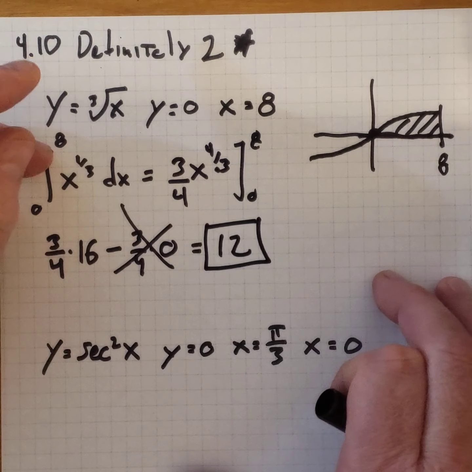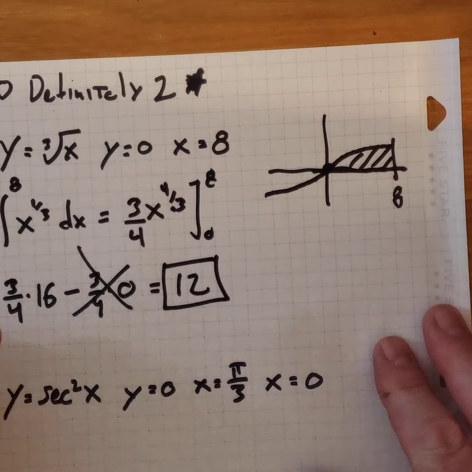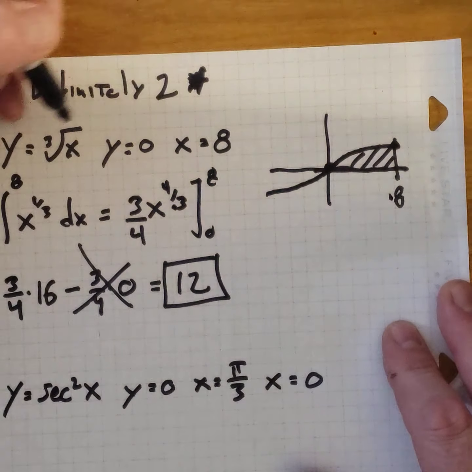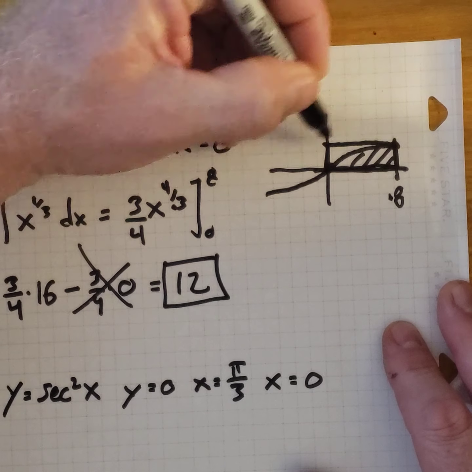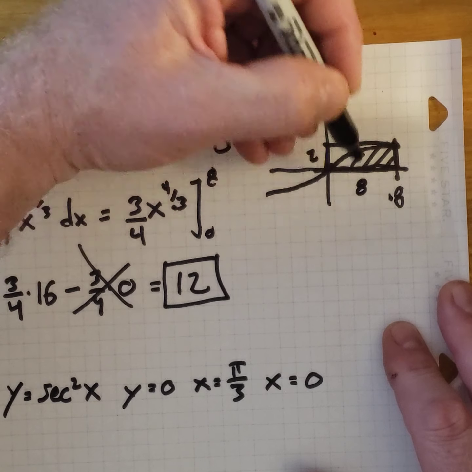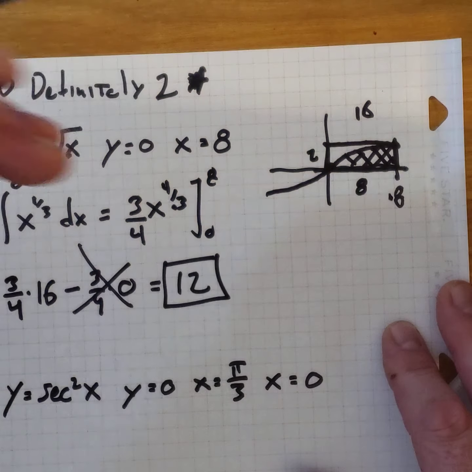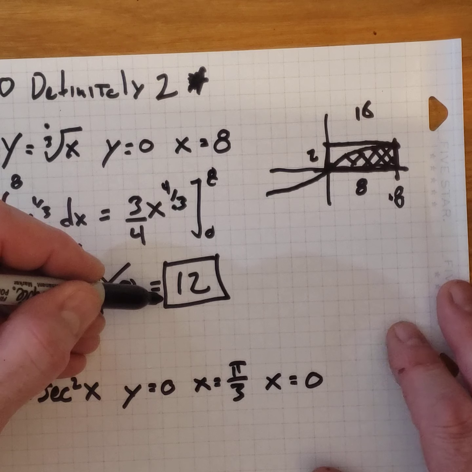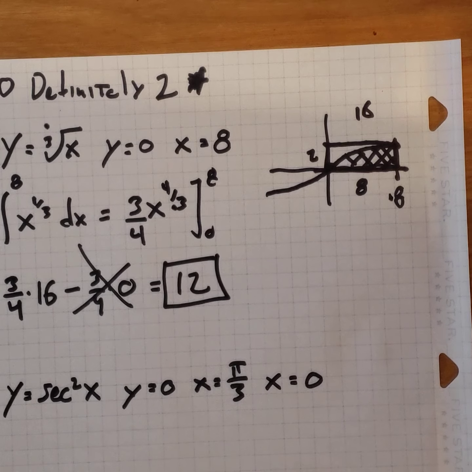Now, I broke my own rule. I said it's always a good idea to look at your region first and try to guesstimate about what the area would be. Now, if we do look at this, this is the point 8, 2, right? Because when you plug 8 into our function, you take the cube root, that's 2. If we were to draw a box around this, the box would be 2 units tall by 8 units long, which will give it an area of 16. And the actual region takes up a little more than half of that box. Well, 12 is a little more than half of 16, so I'm pretty happy with 12 for an answer. I could also plug this in the calculator and do it that way.